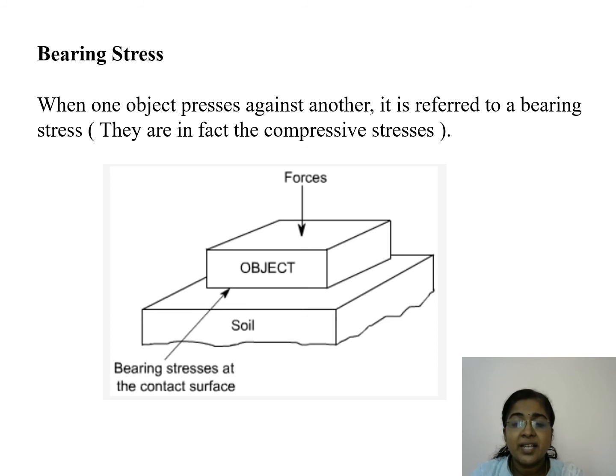Bearing stress is another type of normal stress, which is in fact a compressive stress. We can consider the case when one object is placed against another. Consider the case of a building resting on soil. What kind of stress occurs on soil? The building resting on soil exerts a compressive force on the soil. That is, the soil gets compressed because of the load acting on it. Such kinds of stresses are termed bearing stresses.